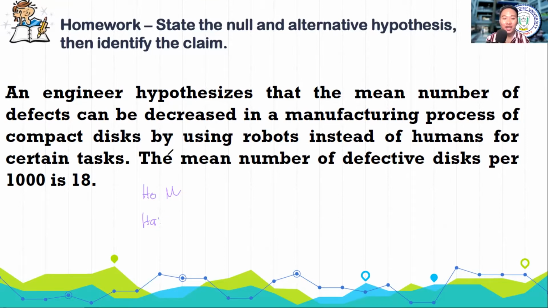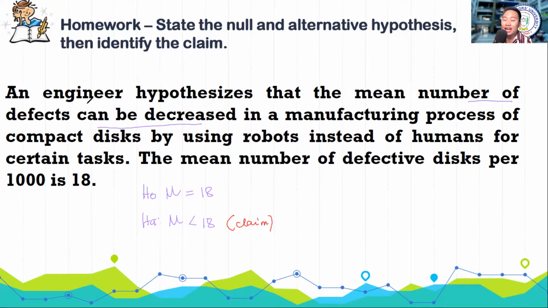It's 18, equal to 18. Equal to 18. Good. And what's our alternative hypothesis? Which one, Angela? You have two there. Less than 18. Very good. Why do you say it's less than 18? Because the number of defects can be decreased. Okay, very good. And which one is the claim? The alternative hypothesis is the claim.